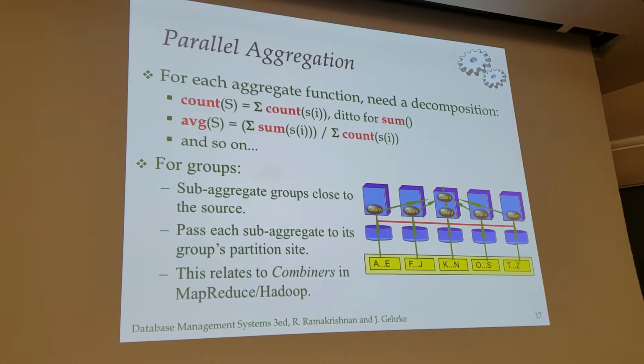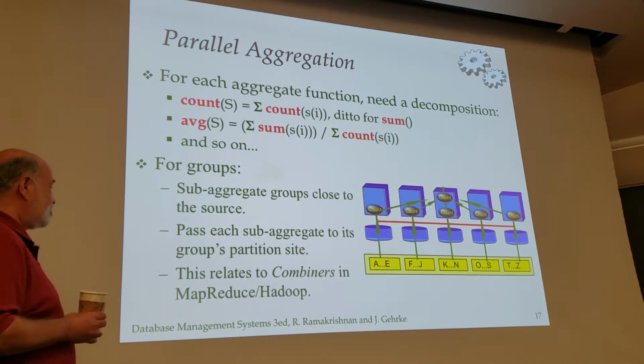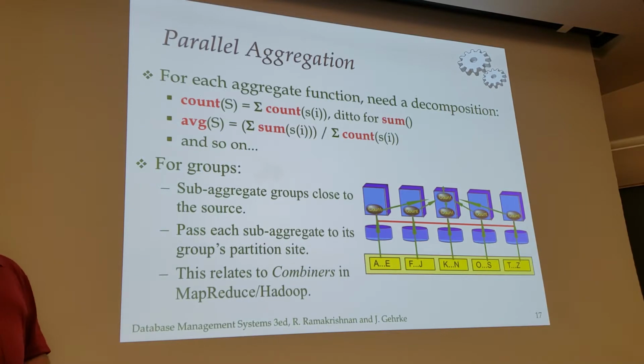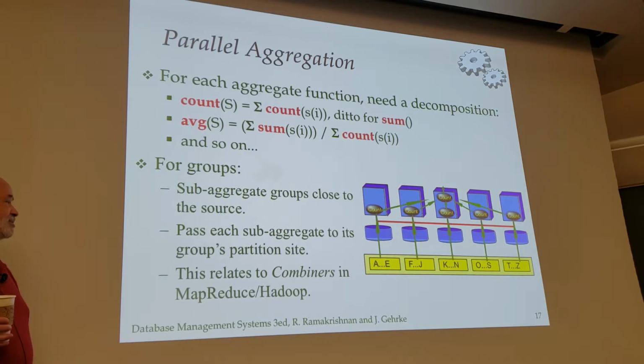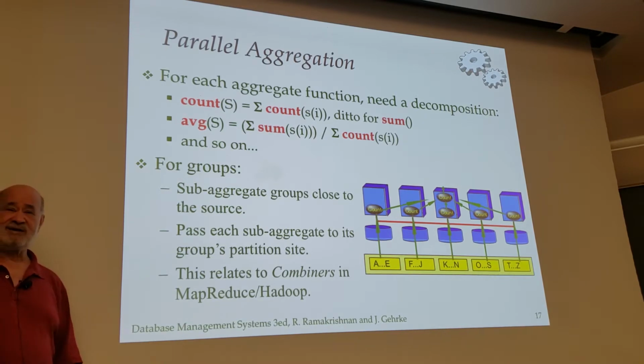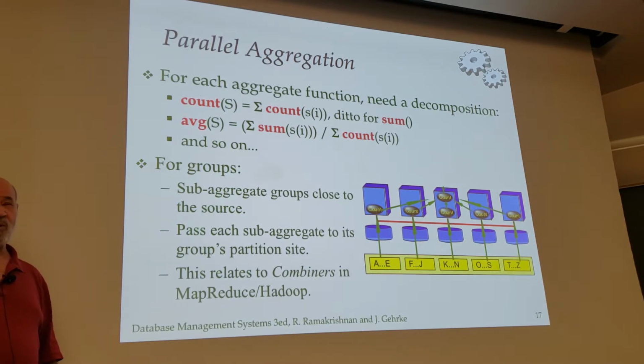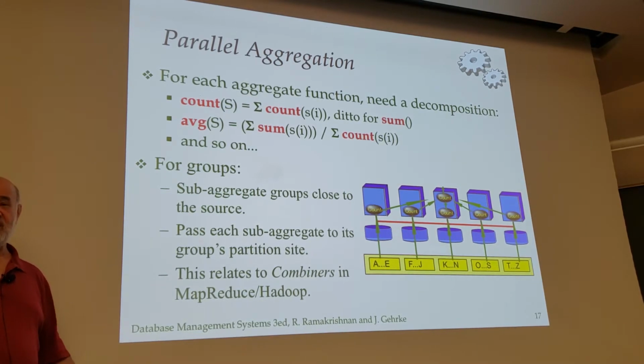So basically what I can do is sub-aggregate the groups close to where the data is, so I don't have to send the data around. Maybe I can do it where the data is. And then I can pass each of the sub-aggregates to the site that corresponds to a group's partition site. Well, the aggregation's pretty cheap, but I can do the aggregations in parallel too.